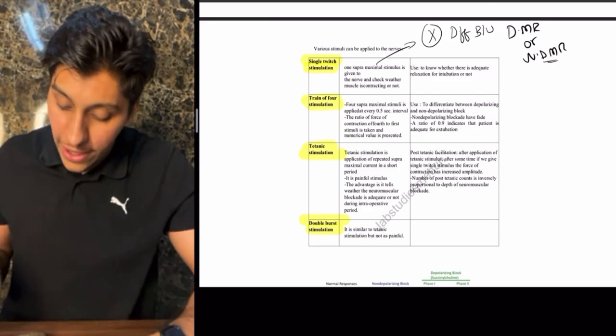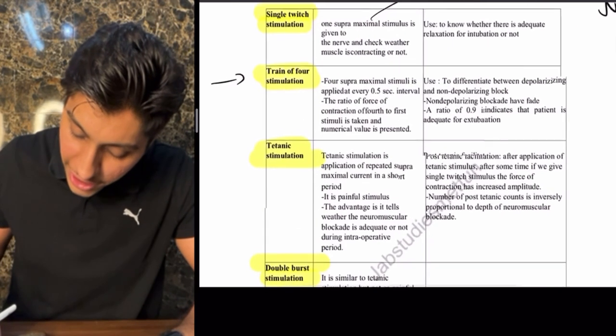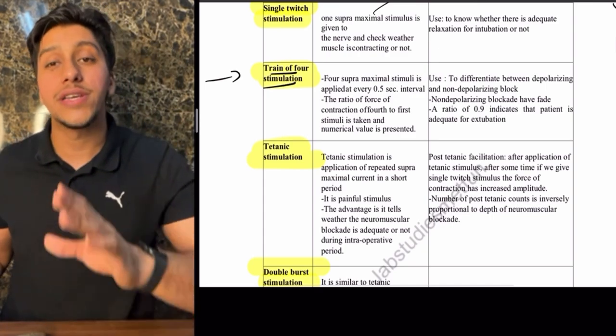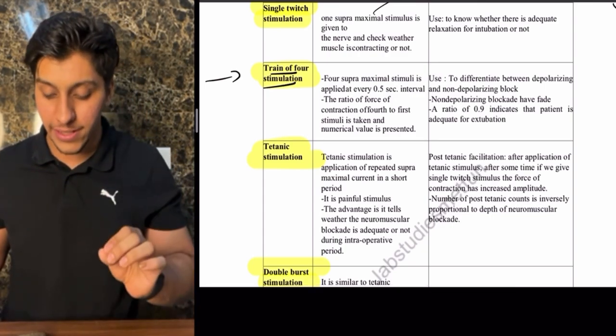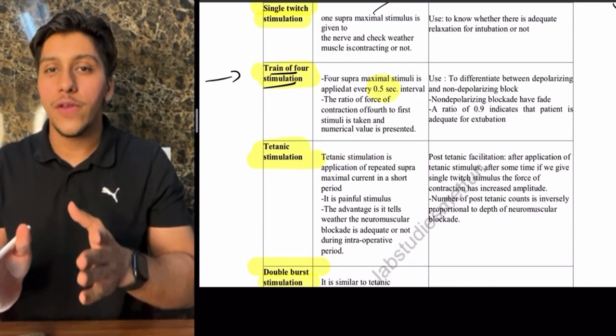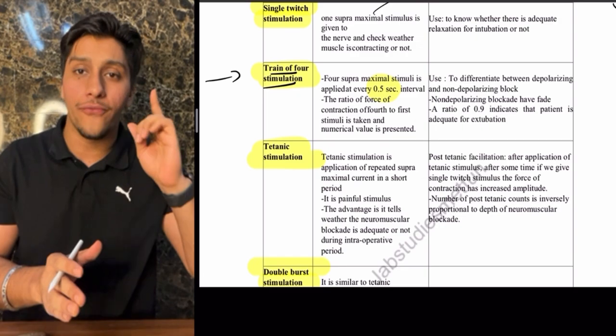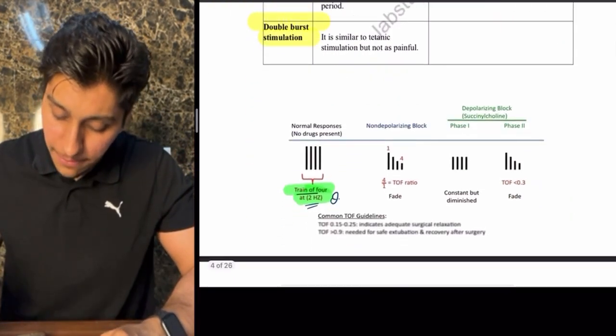So for that, we have a very important thing which is a multiple times PYQ, that is going to be train of four stimulation. Now what is train of four stimulation is you're going to give 4 supramaximal stimuli at how much time gap? 0.5 seconds, and then we are going to calculate the ratio between the first stimulus and the fourth stimulus. So over here you can see this is an example of the train of four.